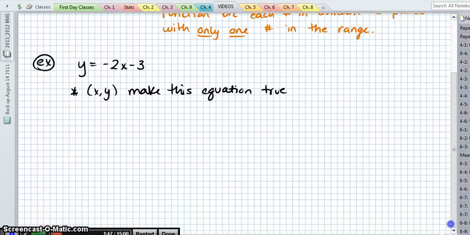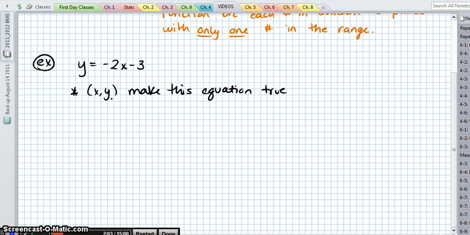How many points do you need to graph a line? Can you do it with just 1 point? You actually need 2. 2 is the bare minimum. So if we had a table of just 2 values for x and 2 values for y, we'd have 2 ordered pairs. We could graph our line.